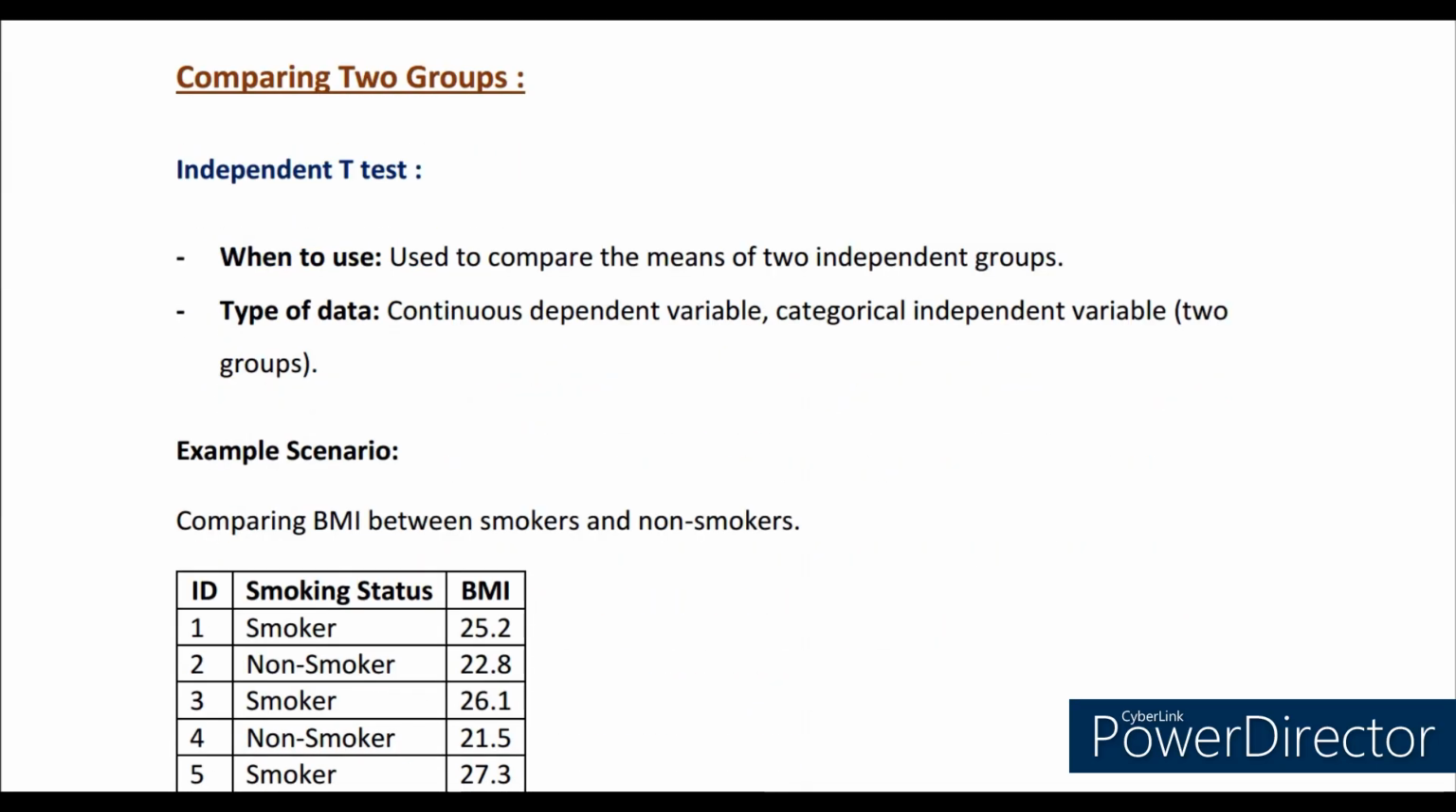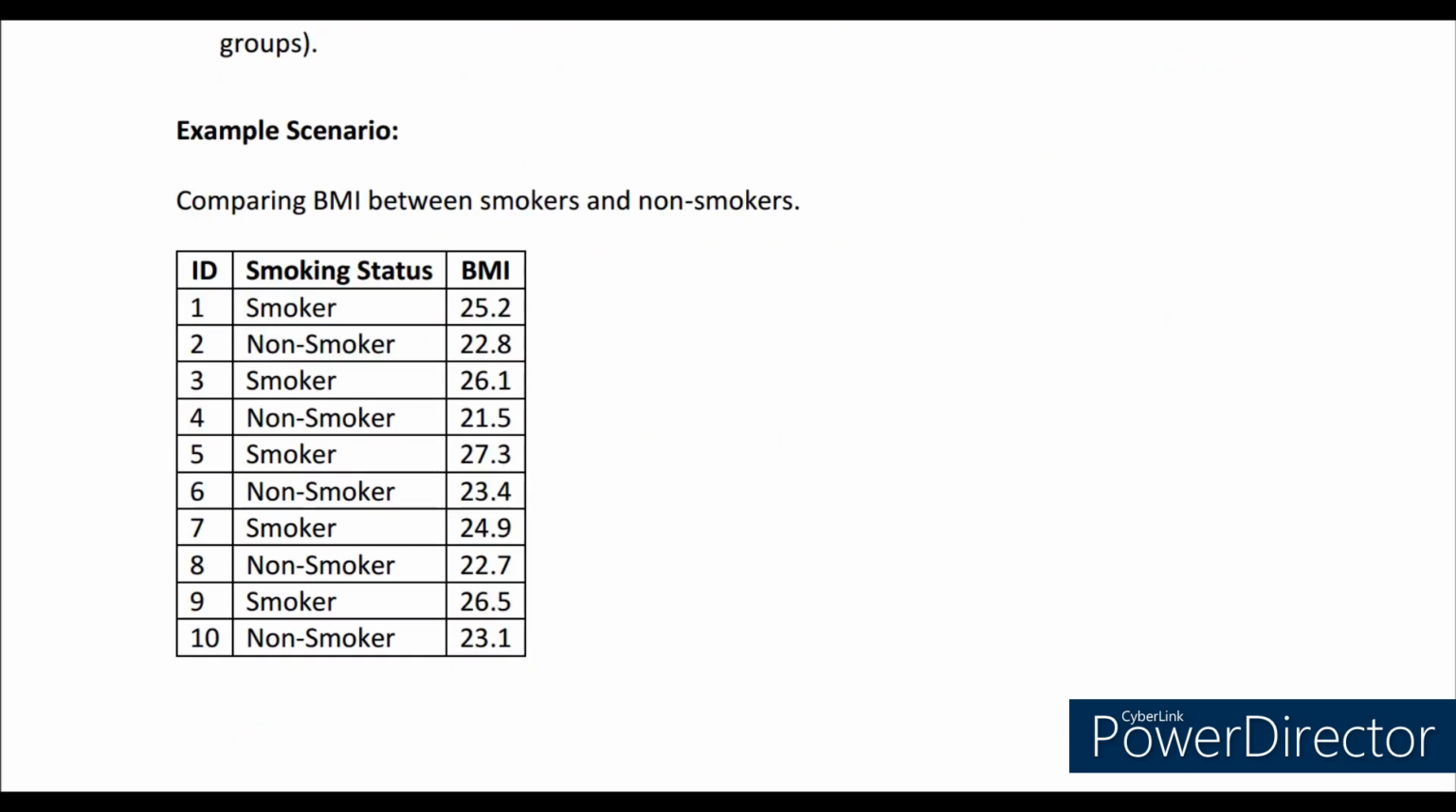So now let's move to the next test, that is the independent t-test. And we know that the independent t-test is used to compare the means of two independent groups. A simple example: comparing BMI between smokers and non-smokers. So these are the two groups.